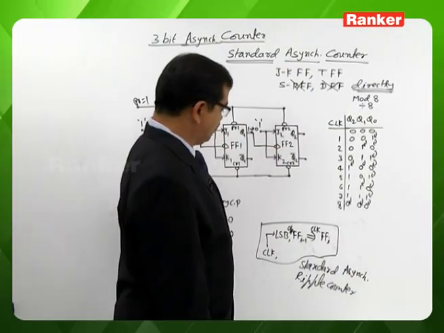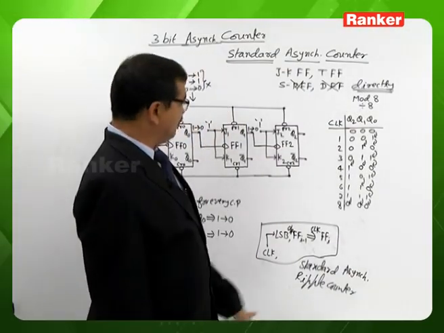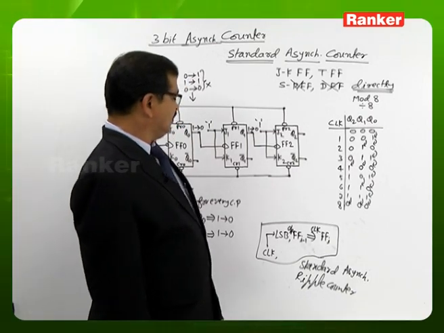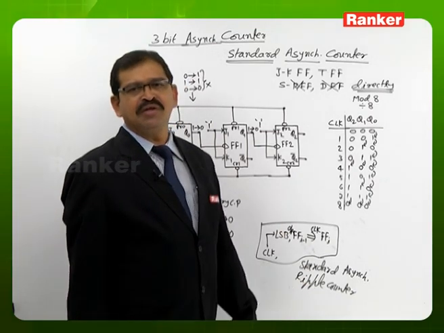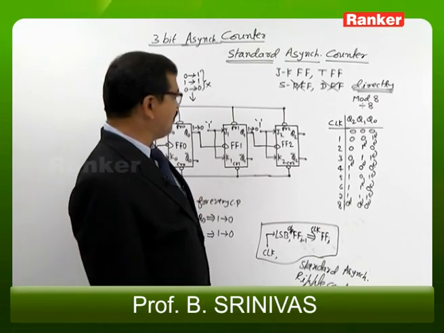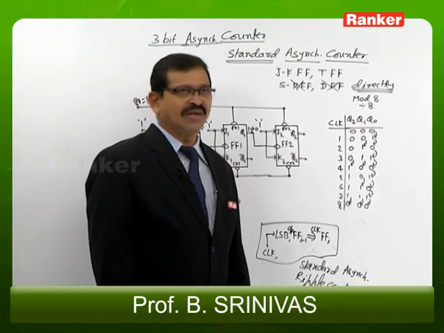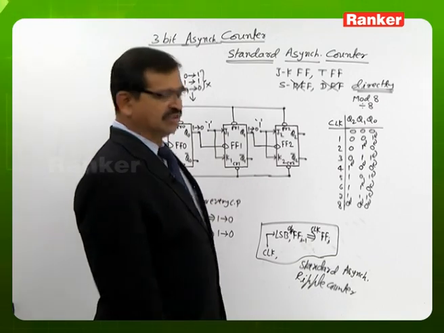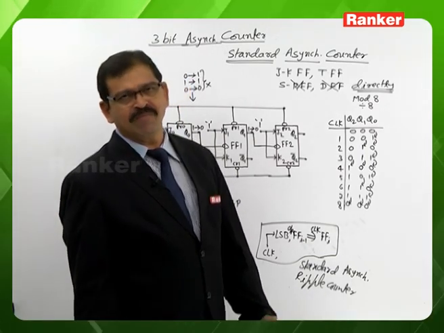Not any asynchronous counter, only a standard asynchronous counter can be named as a ripple counter. The word ripple has a meaning of propagation, and if you look here, the propagation is for what? But all we are talking about is the worst case. Worst case, in the case of the counter, is when all the flip-flops are changing.